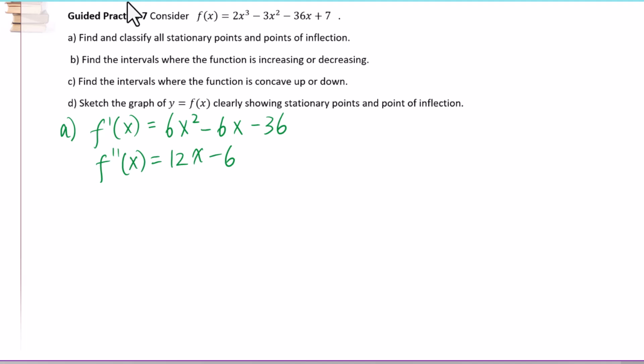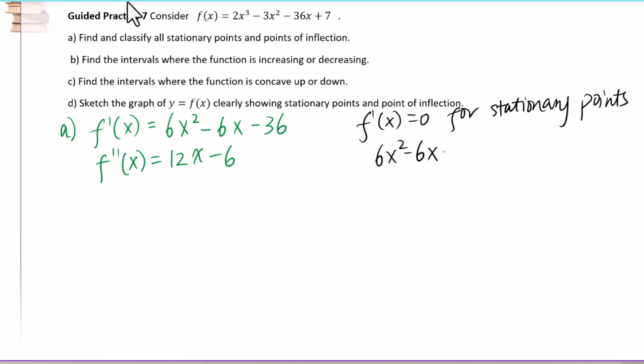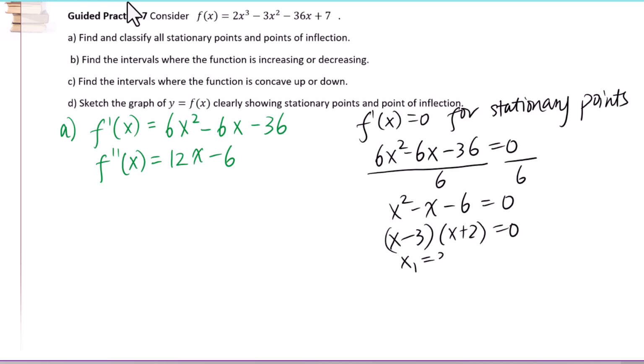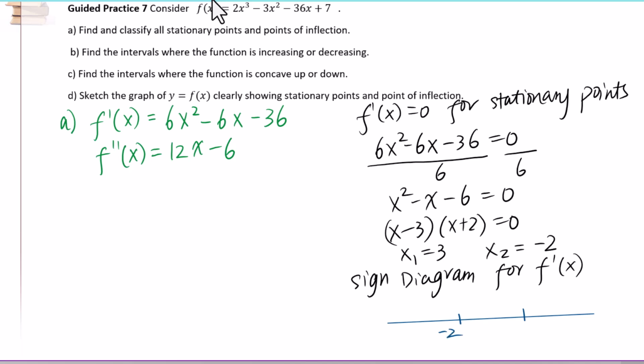We will set up the first derivative equals 0 for stationary points. 6x squared minus 6x minus 36 equals 0. Divide both sides by 6. X squared minus x minus 6 equals 0. Factor. Then x1 equals 3, x2 equals negative 2. Sign diagram for f prime of x: negative 2, 3.